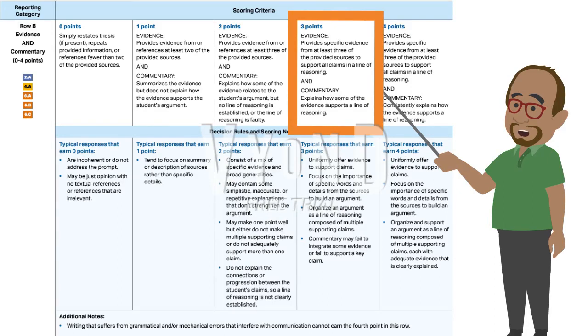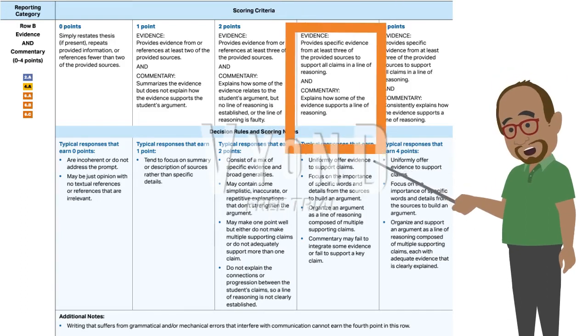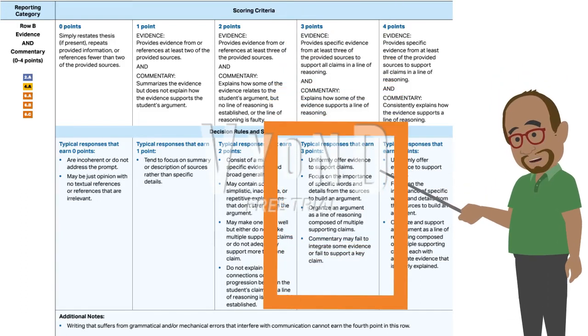All claims in all body paragraphs are supported with evidence. The student must also explain how some of that evidence supports their line of reasoning. Keywords to help you recognize an essay in this category include uniformly offers evidence, specific evidence, and line of reasoning. Rather than over-relying on summarizing or paraphrasing sources, the student will focus on specific words and details in the texts. Their claims will build upon each other in a line of reasoning.